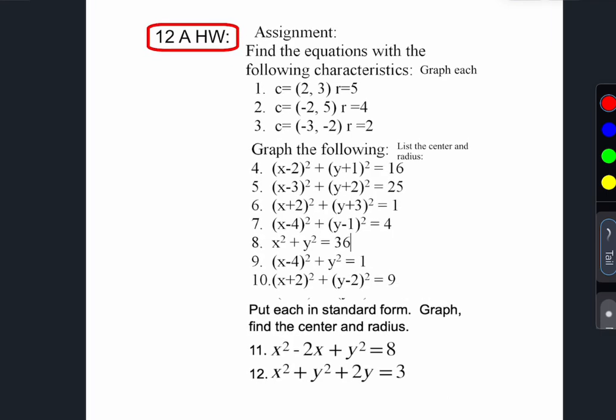So for the remainder of class, if you could work on that, that would be awesome.